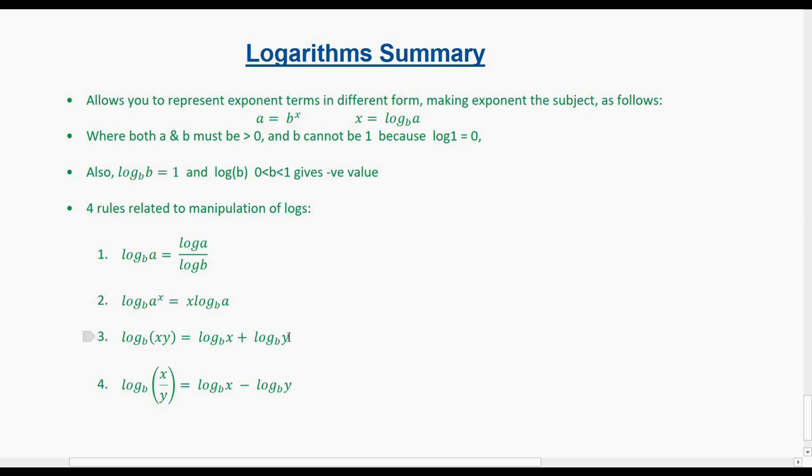And the third rule is if you have the log of 2 terms multiplying each other, such as x and y in this case, this is the same as saying the log of one term plus the log of the other term, while keeping the same original base for both terms. And lastly, the fourth rule is if you have the log of one term divided by another term, this is the same as saying the log of the numerator minus the log of the denominator while keeping the same base.